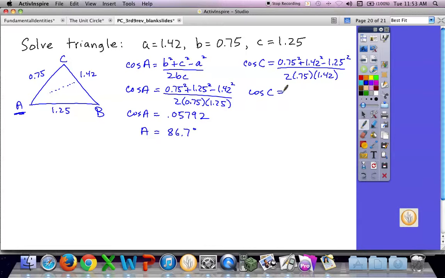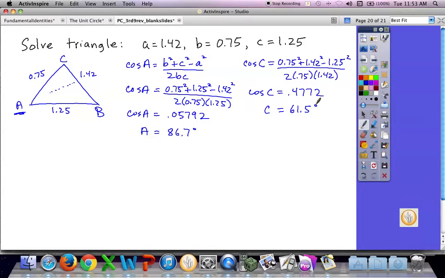So let's do that math. 0.75 squared plus 1.42 squared minus 1.25 squared divided by 2 times 0.75 times 1.42. 0.4771, 0.4772. So C equals 61.5.